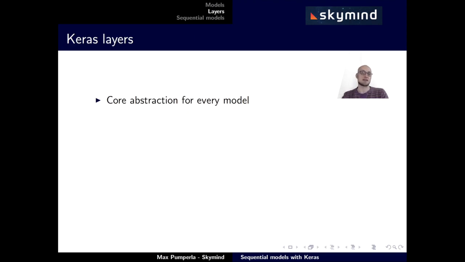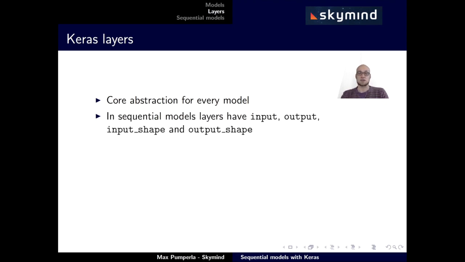Okay, let's take a step back. Regardless of which model you define, the core abstraction to each Keras model is the notion of a layer. So each model consists of a bunch of layers. In a sequential model, we stack layers sequentially. So each layer has a unique input and output, and those inputs and outputs then also come with a unique input shape and output shape.